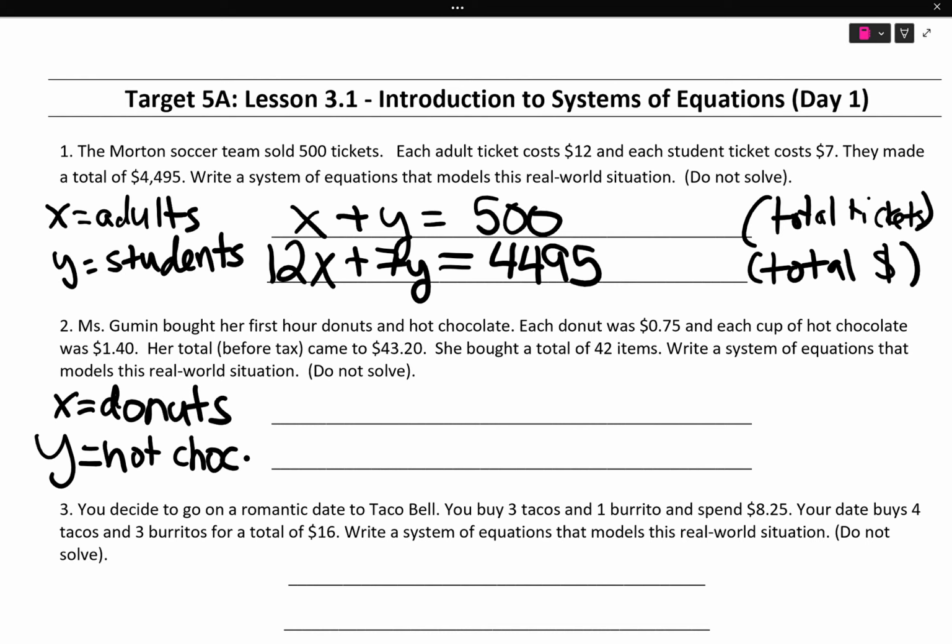Now, could you do D for donuts and H for hot chocolate? Absolutely. But you would need to write D equals donuts, H equals hot chocolate. One way or another, we need to define our variables. All right, so what are the two equations we can write? Well, the second sentence tells us about the total amount of money Gumin spent. The third sentence, I can count, I swear, is about the total items.